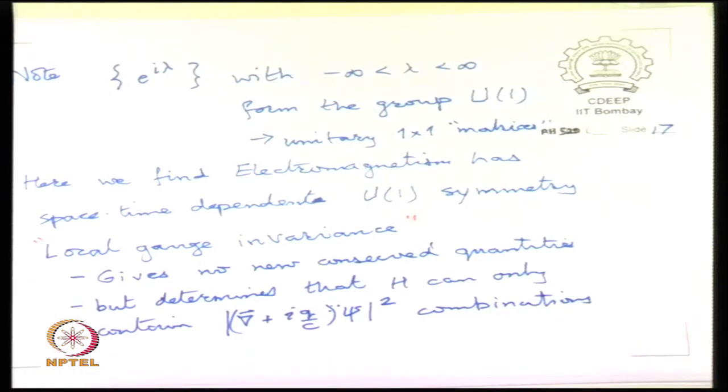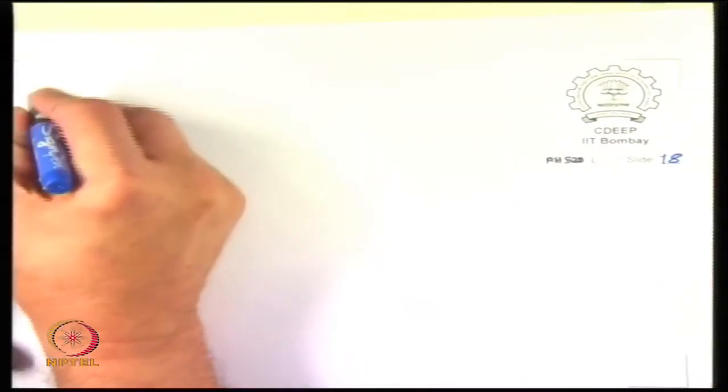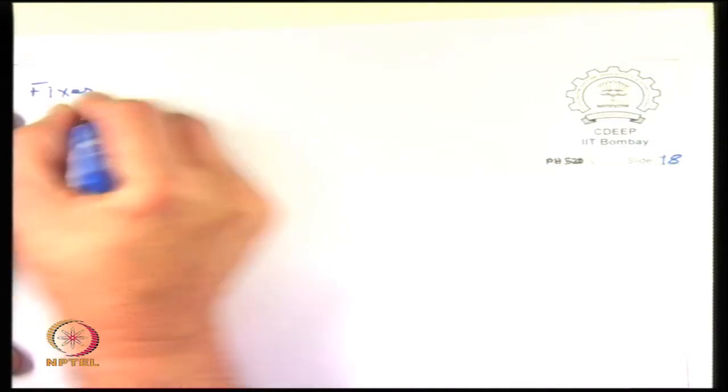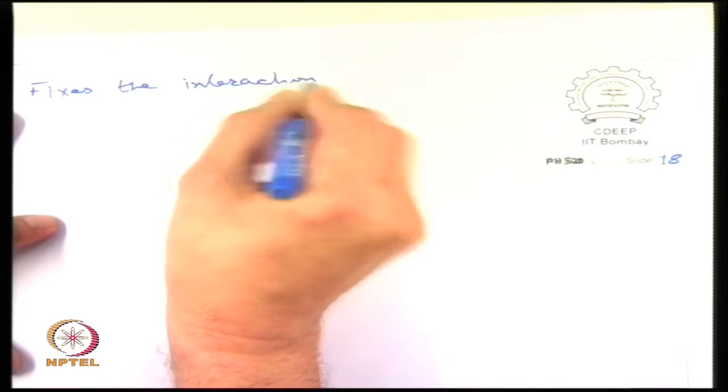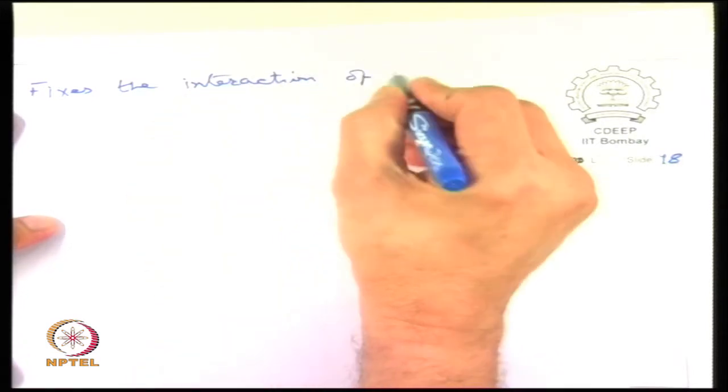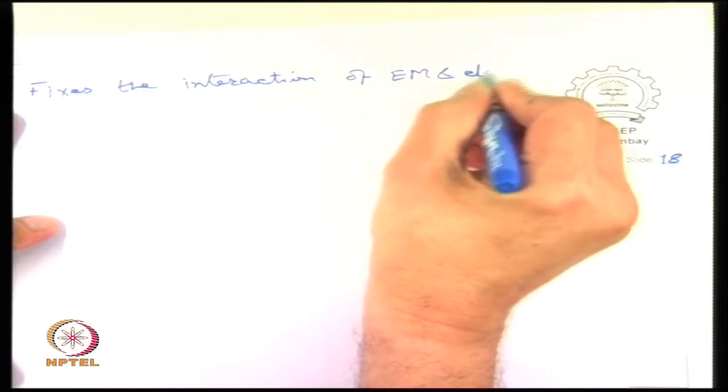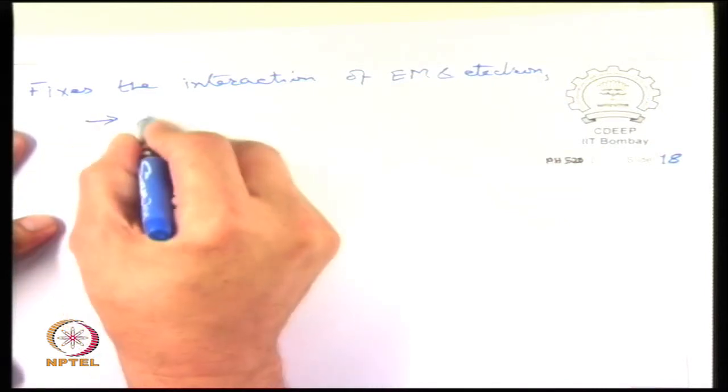You have to always construct a quantity in which the factor u drops out. You cannot construct it in any other way. So it fixes the interaction of the electron with the electromagnetic field. And therefore it is called a dynamical symmetry.